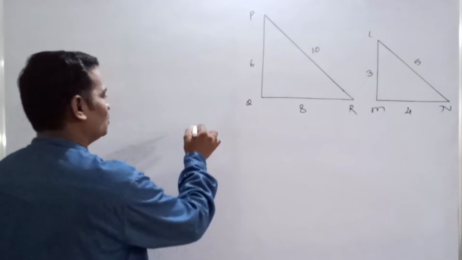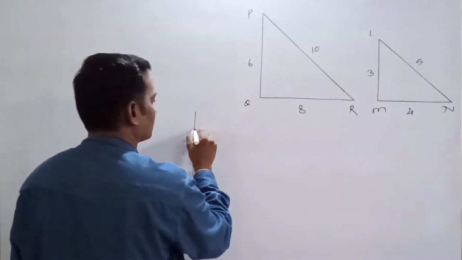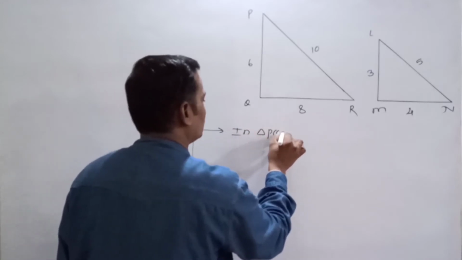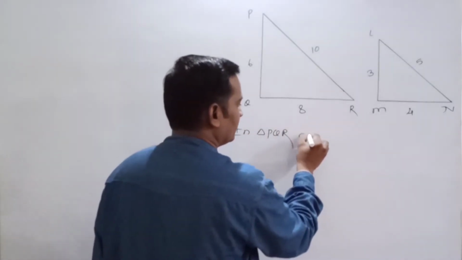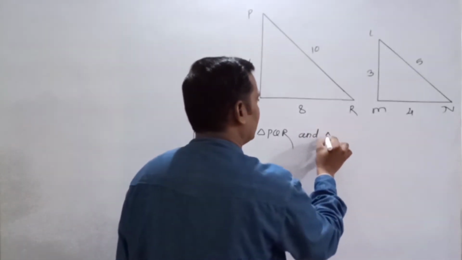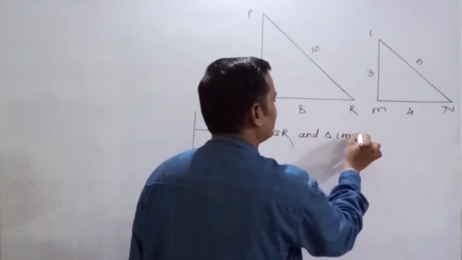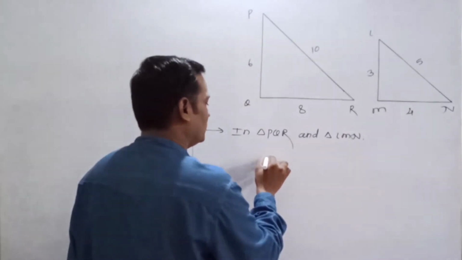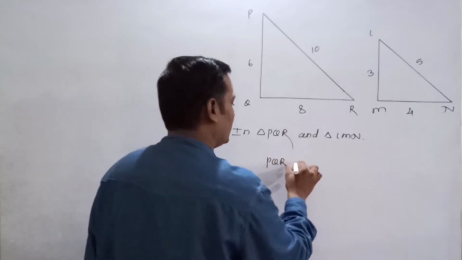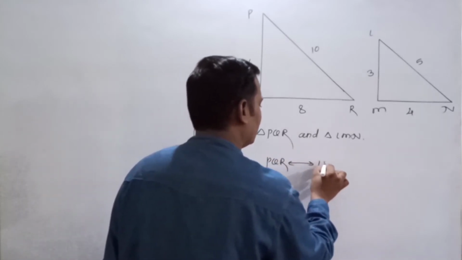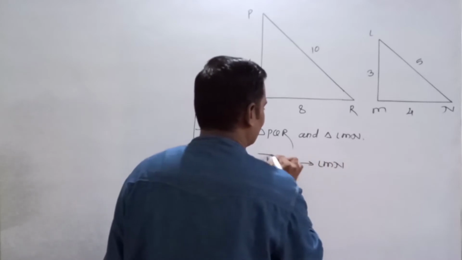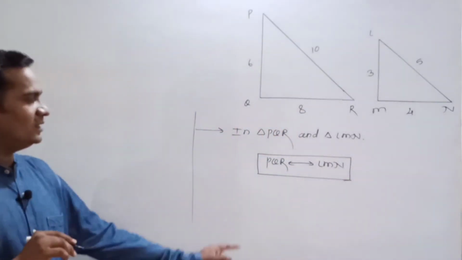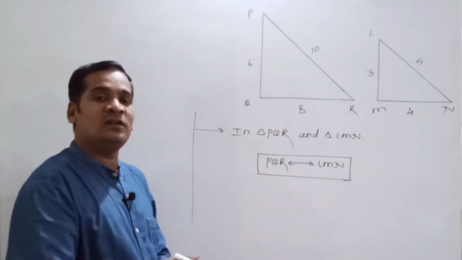So let's take two triangles here. In triangle PQR and triangle LMN. Now these two triangles are given. Okay. So which correspondence are we going to take? The same, PQR corresponding to LMN. Okay, this correspondence we are going to take here. Now let's check whether the corresponding sides are in proportion or not.